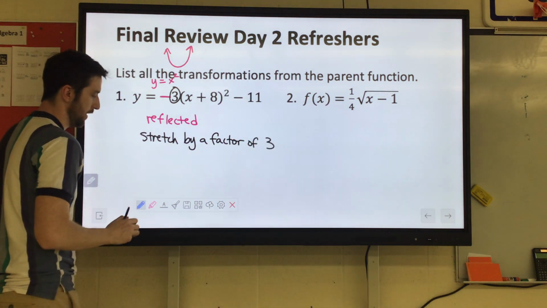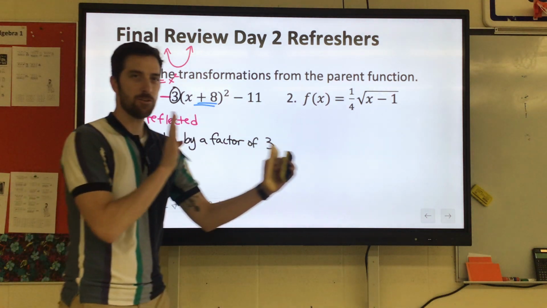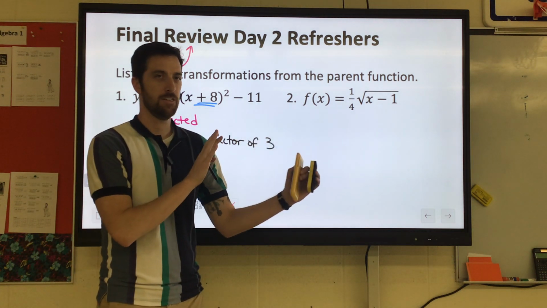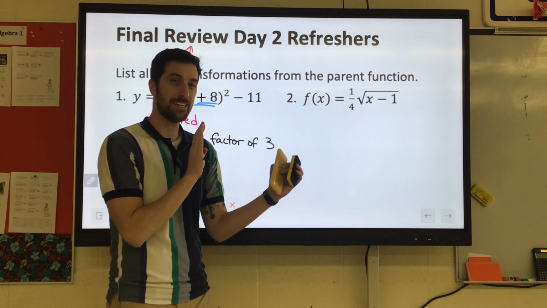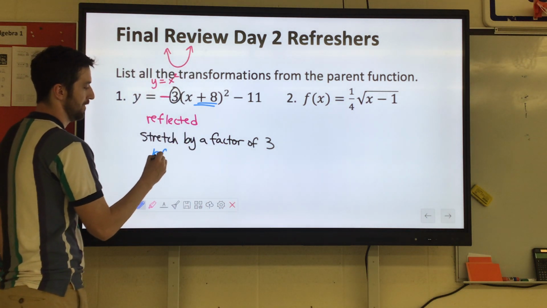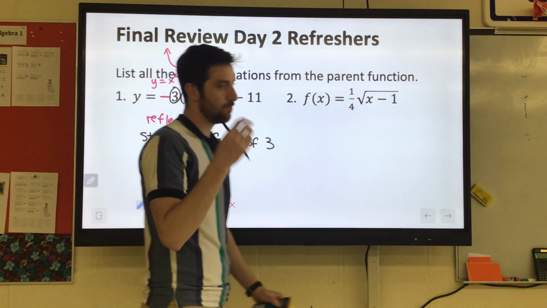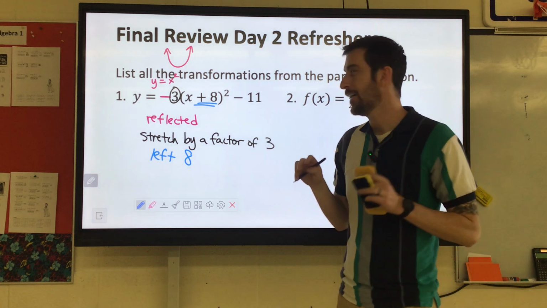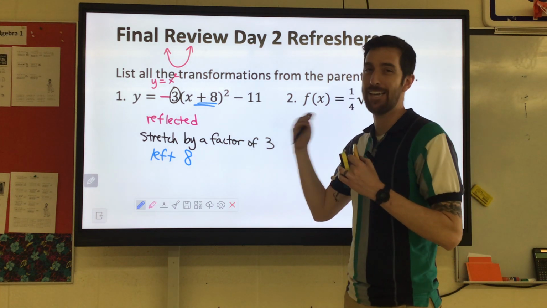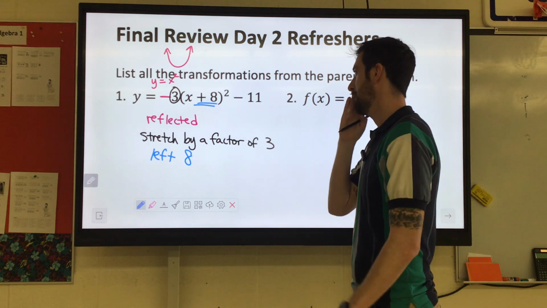Cool, that's all handled. This plus 8, grouped with the x, that's your horizontal translation. So if it says plus 8, that's actually going to shift it left 8. And in the normal formula that's called h. And technically h is negative 8, which would show it's shifting to the left.